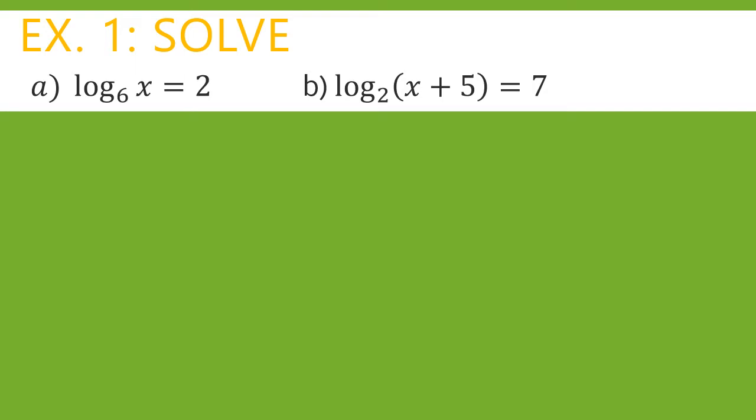Well, my base is 6. I know that the answer to a logarithm is the exponent, so 6 to the exponent 2 equals x. Pretty straightforward. 6 squared equals x. What is 6 squared? 36. We just successfully determined what x was, which we've done in a previous lesson.